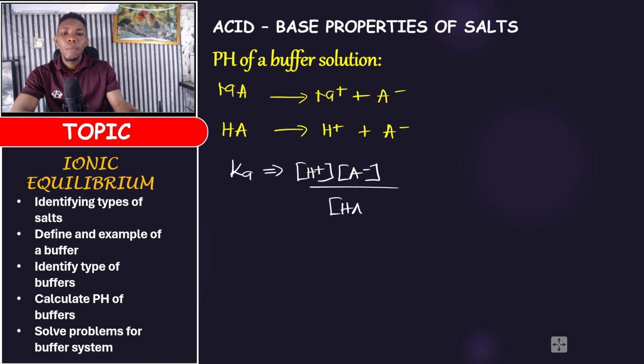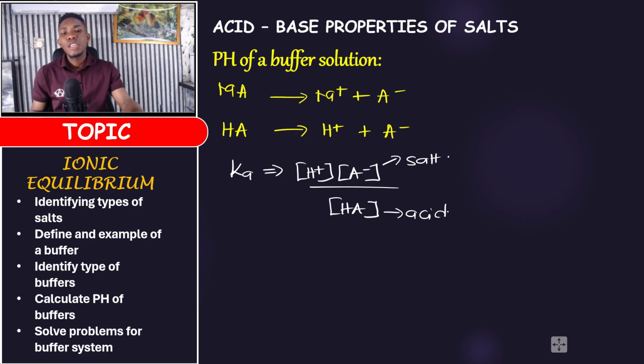the concentration of HA. Now, at equilibrium, one thing we can say is that let the concentration of the salt be the same as A minus. So A minus is the concentration of the salt, while HA is the concentration of the acid. Are you getting it now?